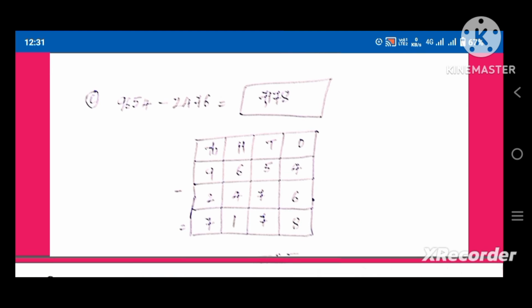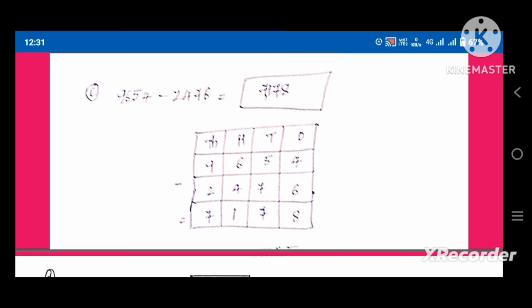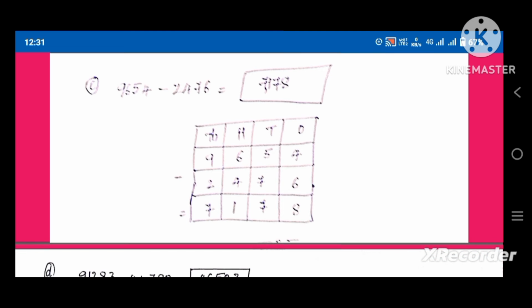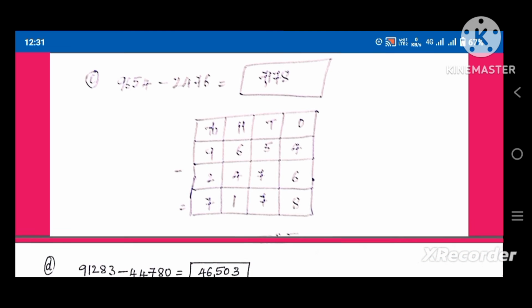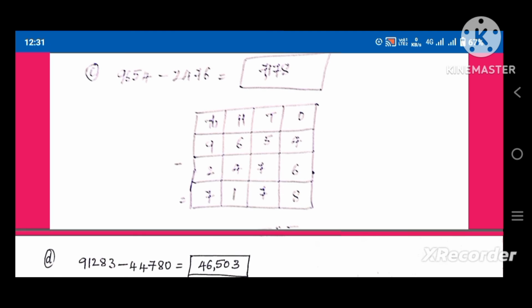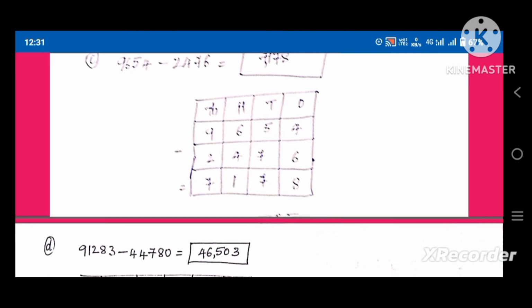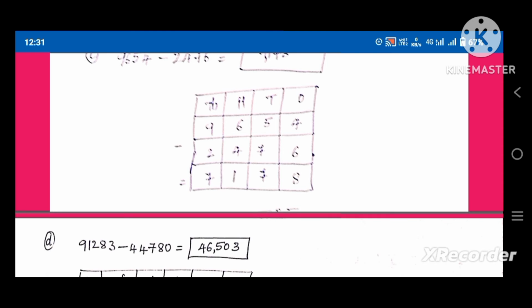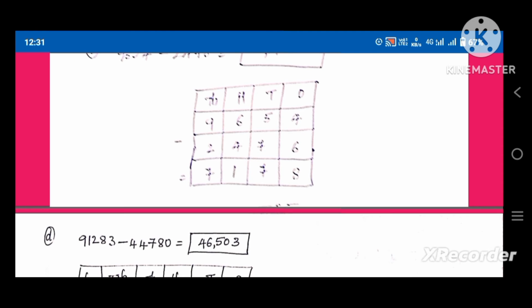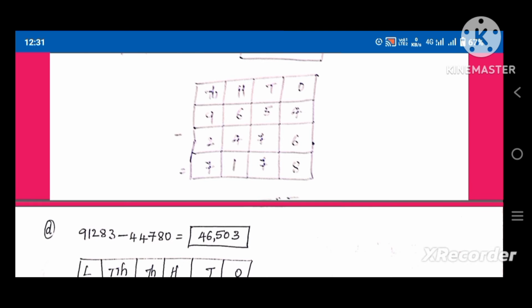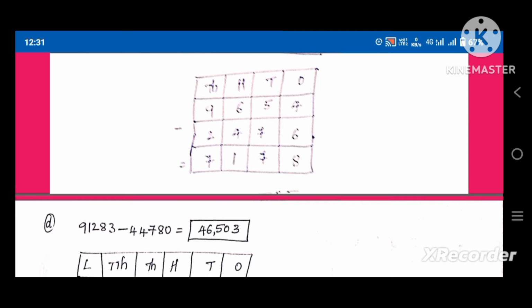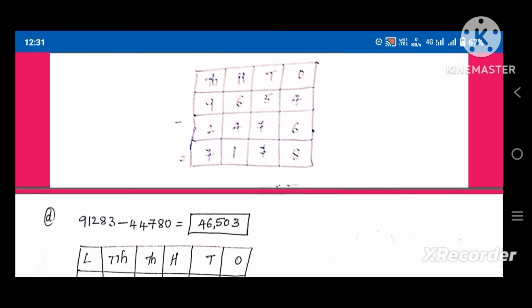Question number C. 9654 minus 2476 is equal to 7178. Question number D. 91283 minus 44780 is equal to 46503.